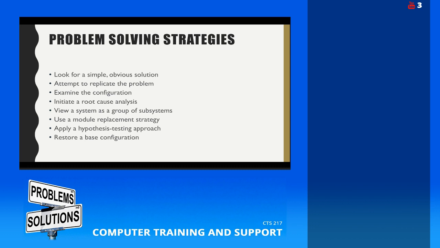Attempt to replicate the problem. That's one thing that we pretty much always do, is try to replicate the problem. You want to see what conditions the problem occurred under. You want to try to do the same thing that the user was doing when the problem occurred.